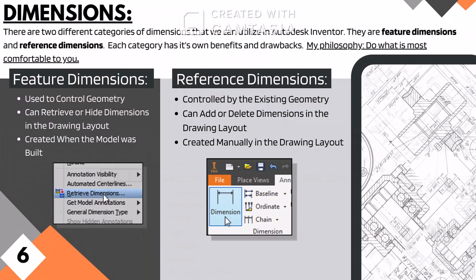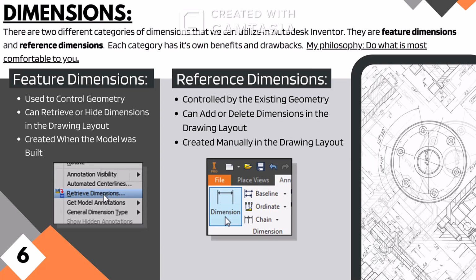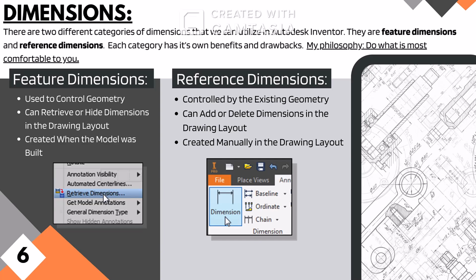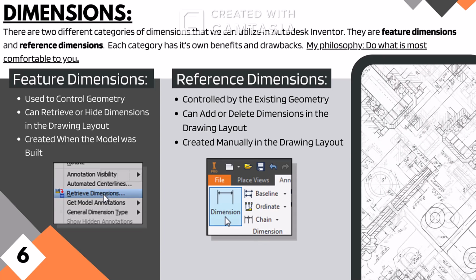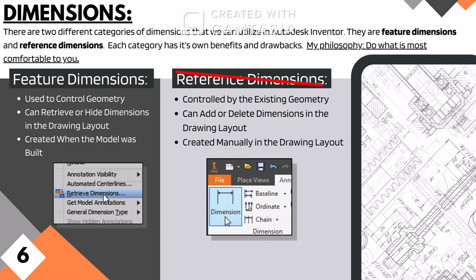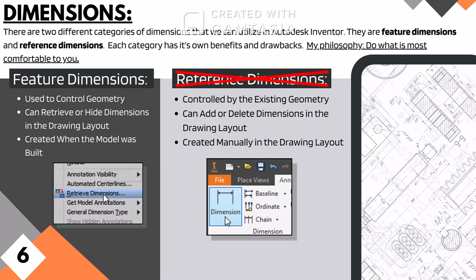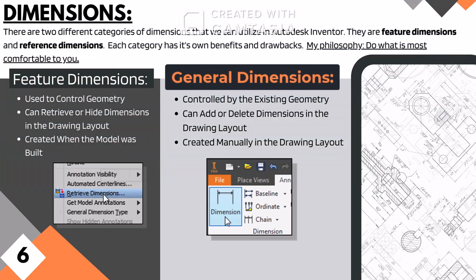Something to keep in mind as we're getting into creating these technical drawings in Inventor is that there are technically two different types of dimensions that we'll see. One is feature dimensions and the other is called reference dimensions. But I personally don't like that terminology because we have reference dimensions in ASME and ISO. So I refer to these as general dimensions.